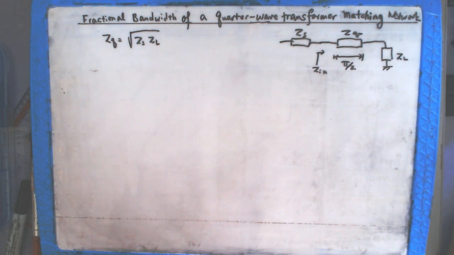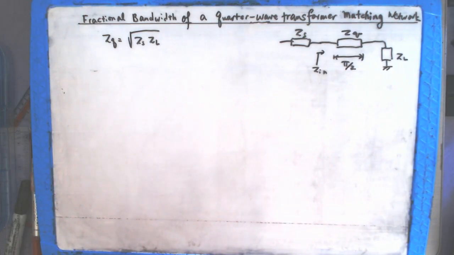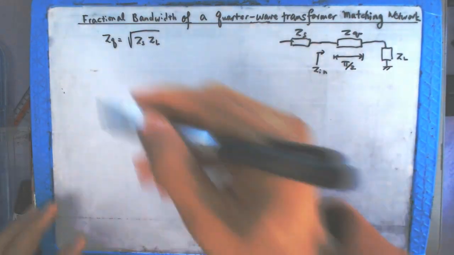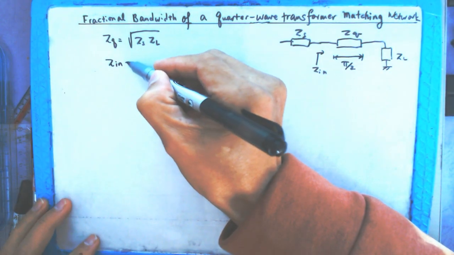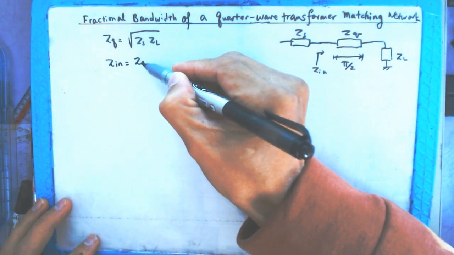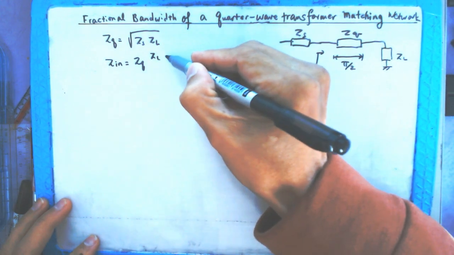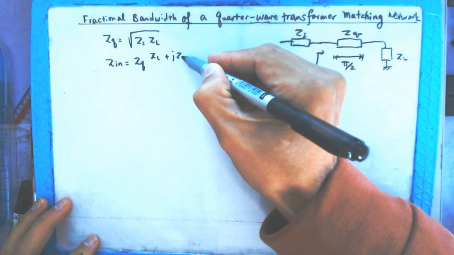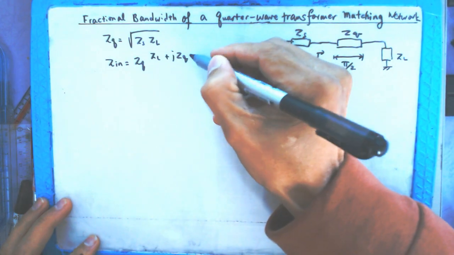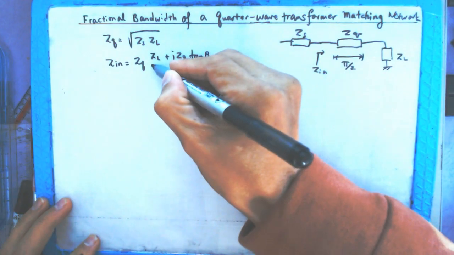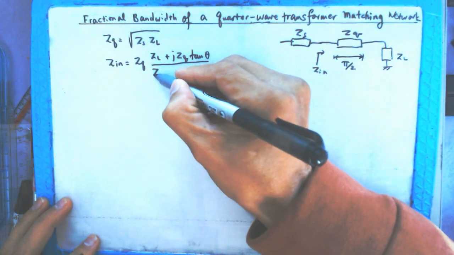To work out the fractional bandwidth, we need to know the reflection coefficient. To know the reflection coefficient, you need to know the input impedance. The input impedance, as we know it, is going to be this. This is the general formula for the input impedance of the transmission line.